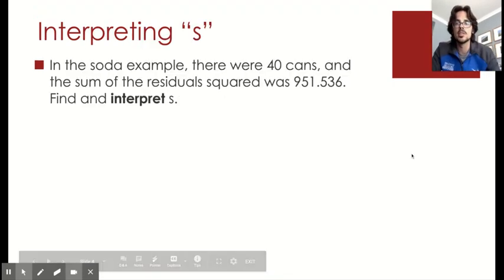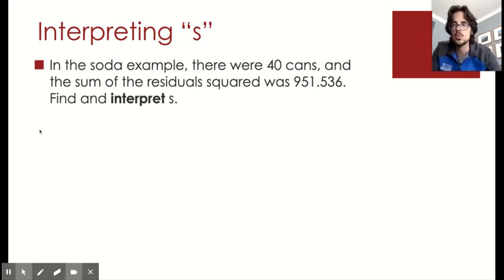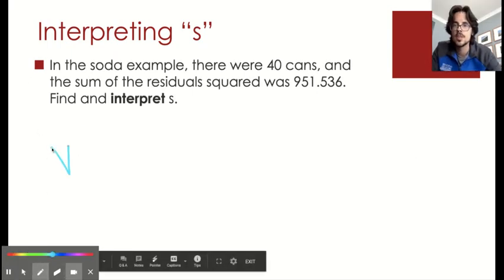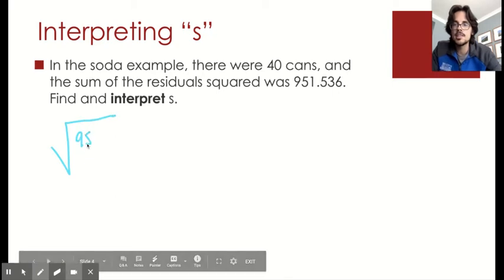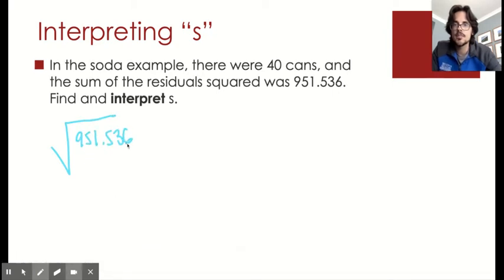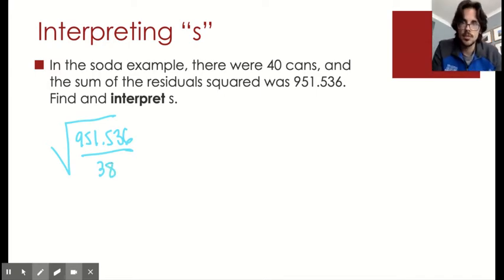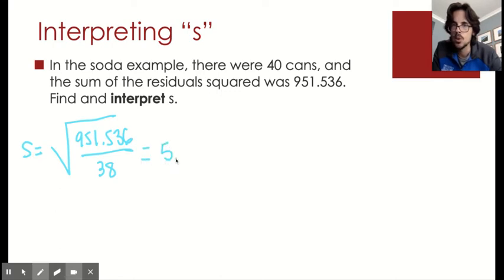So all I would do with this is I would still need to do these square roots. And my top is that 951.536. I would divide by my sample size minus 2 in a bivariate problem like this. So I'm going to divide by 38, and then I would just end up doing a square root on that. I've got new batteries for my calculator, so you don't have to watch me do this on a phone anymore. And when I actually calculate this, your value for S is a little over 5. It ends up being like 5.004.